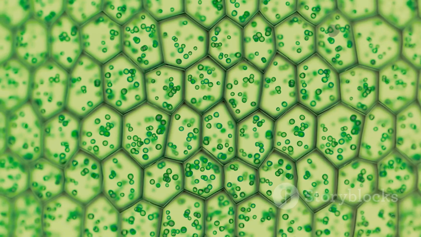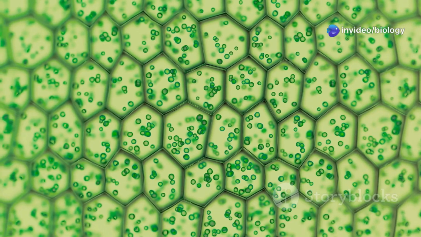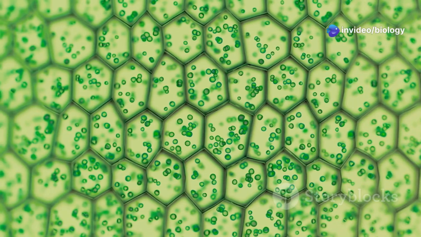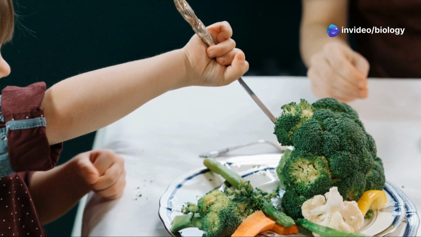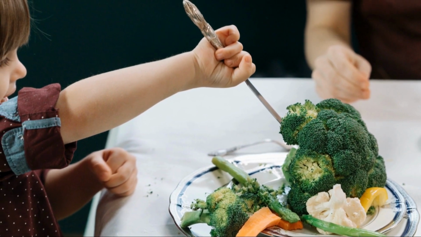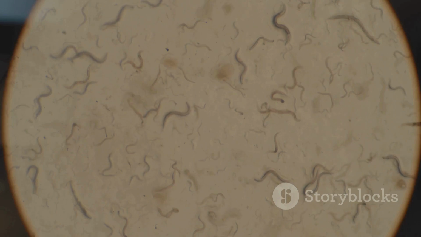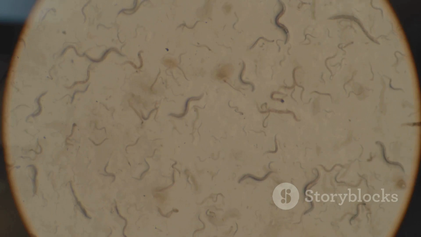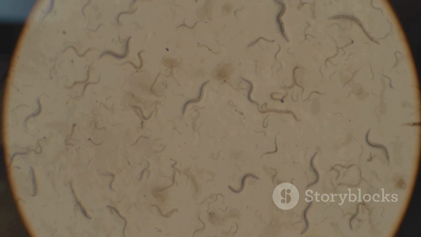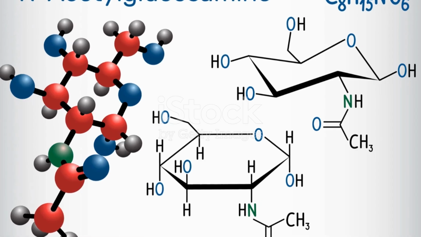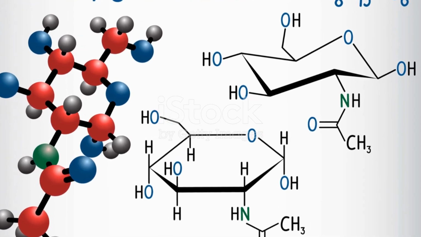Cellulose is a major structural polysaccharide in plant cell walls and is an unbranched polymer of beta-glucose units. Due to the beta linkages, most animals cannot digest cellulose, making it a source of dietary fiber. Lastly, chitin is a structural polysaccharide found in the exoskeletons of arthropods like insects and crustaceans and the cell walls of fungi. It's a polymer of N-acetyl-D-glucosamine, a derivative of glucose.